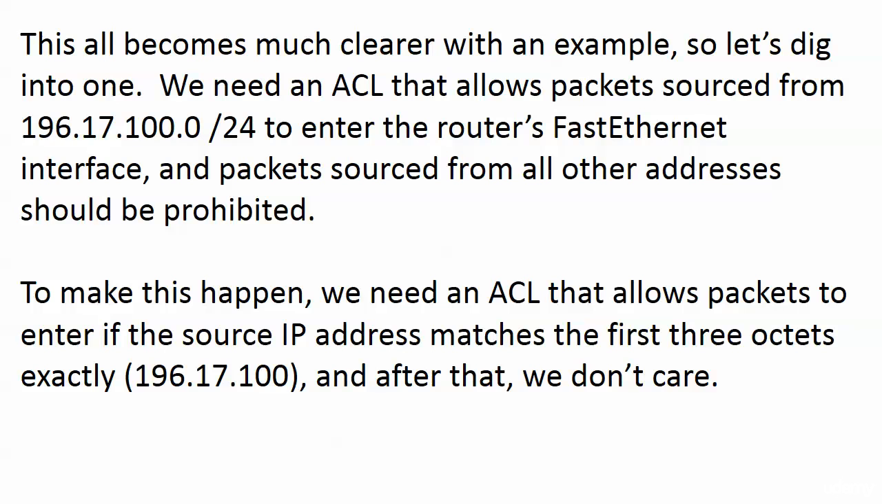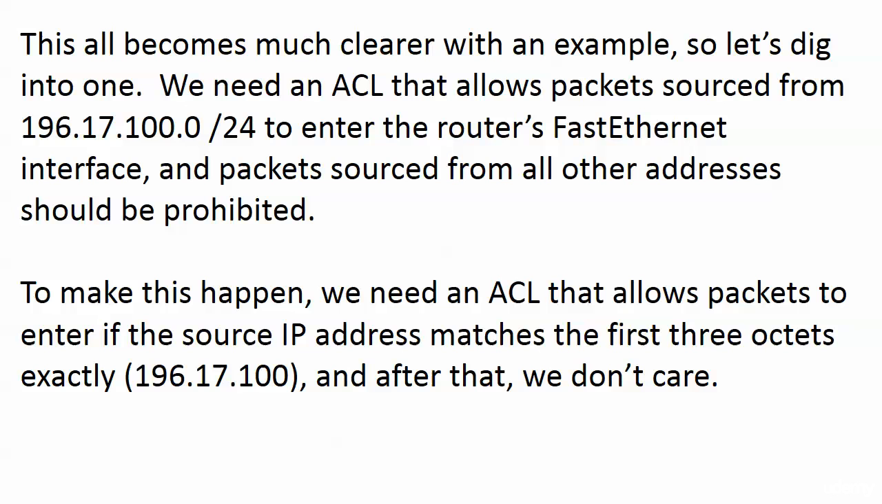We need an ACL that's going to allow packets sourced from 196.17.100.0/24, and we're going to let that enter a router's FastEthernet interface. Packets sourced from all other addresses should be prohibited. So we're not worrying about the application of the ACL yet. We're doing plenty of that later. But what we want to concentrate on right now is getting the wildcard mask right.